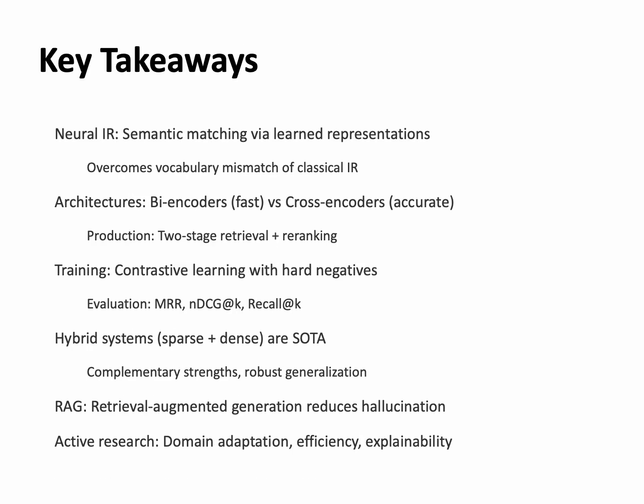Key takeaways. The main points to remember: information retrieval solves vocabulary mismatch by matching meanings instead of keywords. Bi-encoders give speed, cross-encoders give accuracy. A two-stage pipeline gives both. Hard negatives are crucial for training. Hybrid systems consistently outperform because keyword and neural methods are complementary. That is the main takeaway that I found in my research. It's the hybrid way.